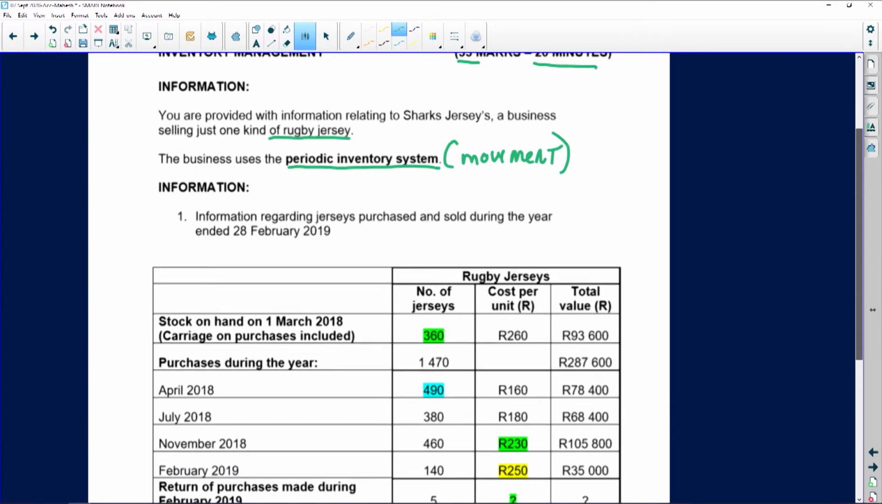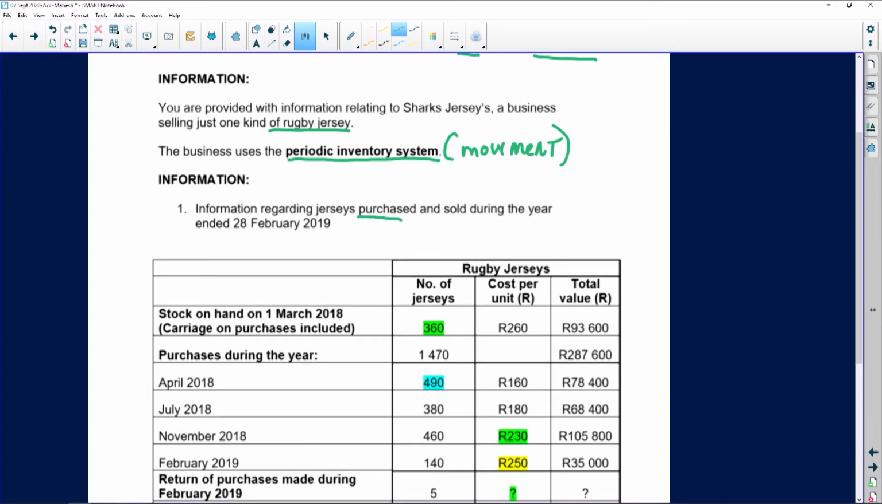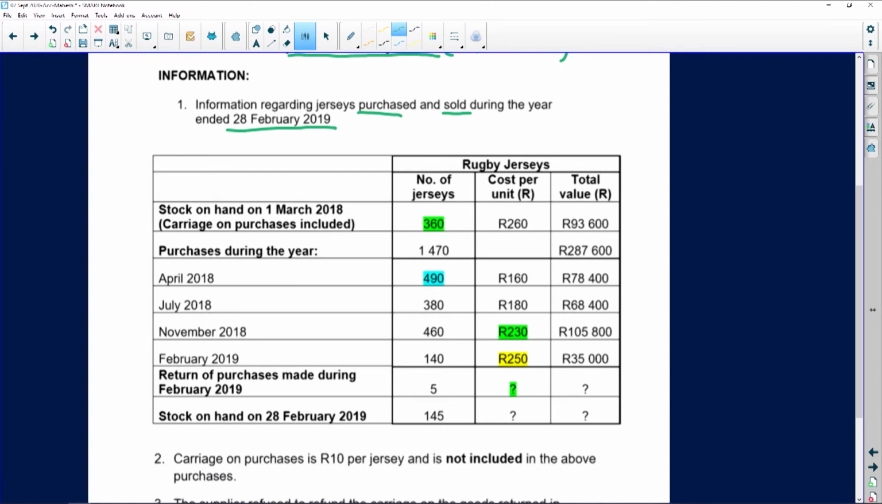Right, information given regarding rugby jerseys purchased and sold during the year ended 28th of Feb 2019. So as usual, you will often be given a table with information regarding your opening stock, purchases, returns, etc. So that's exactly what I have in front of me. So I've got stock on hand on the 1st of March 2018. Carriage on purchase is included, and immediately tell yourself that is my opening stock. Then I'm given purchases during the year. So we purchased in April, in July, and in November.